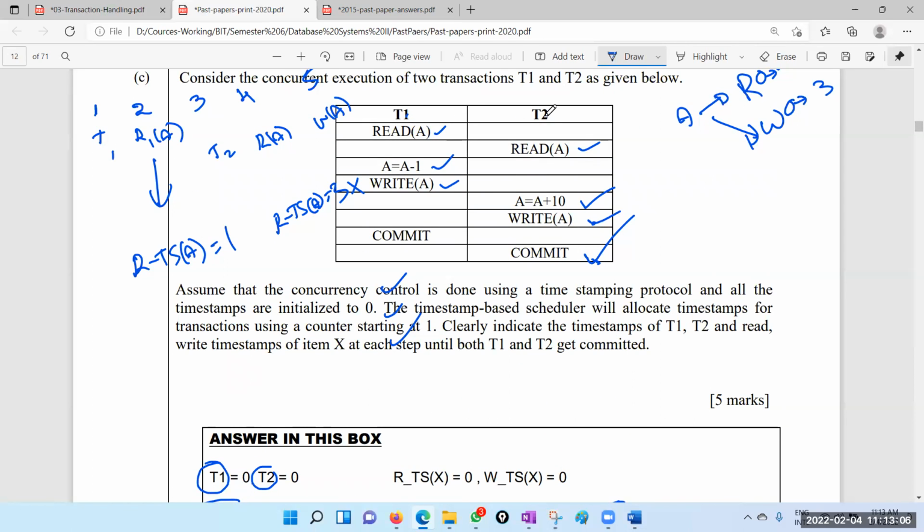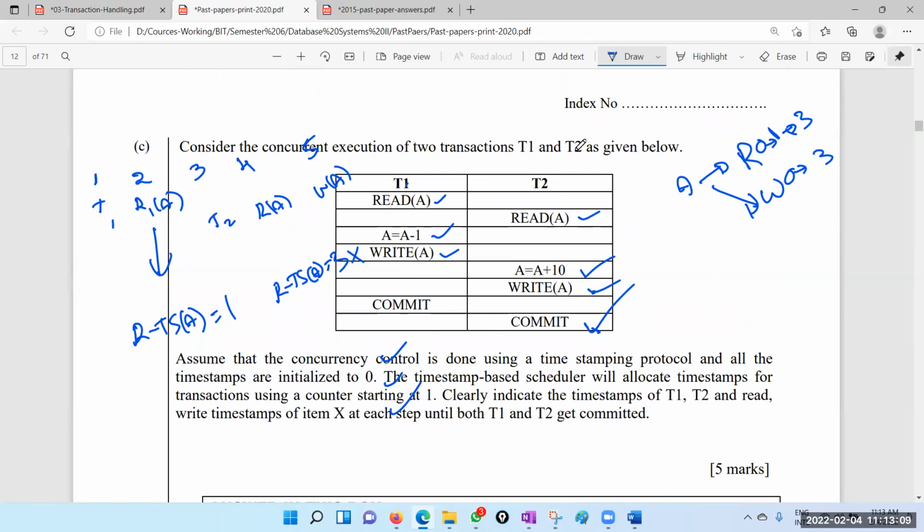If both, does it mean that both transactions started at the same time? There's nothing called two transactions starting at the same time. Okay.